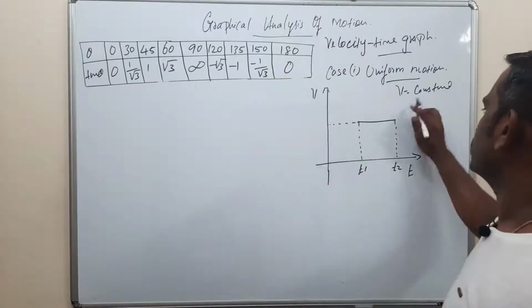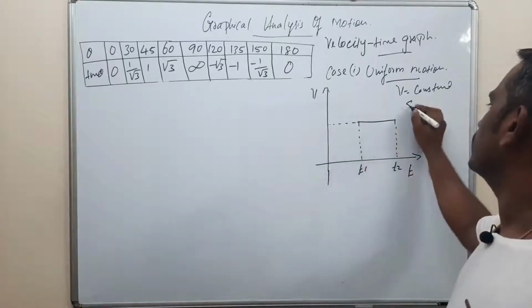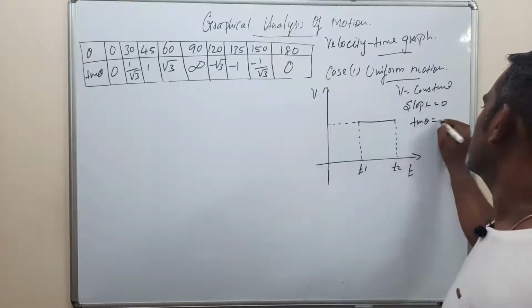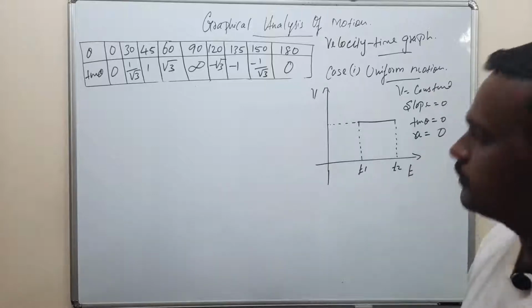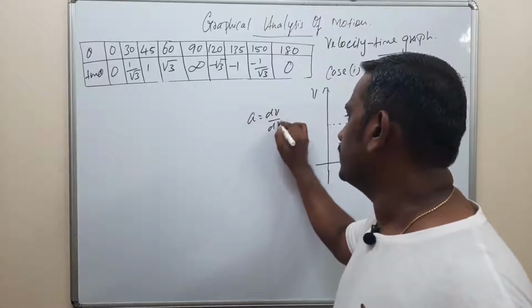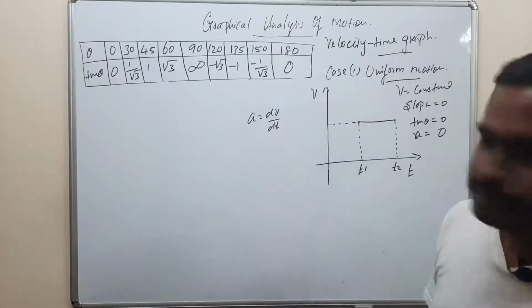So what about the acceleration? Acceleration is the slope of the velocity time graph. What is the slope of this line? The slope is equal to 0. Tan theta is equal to 0. Therefore acceleration is equal to 0. Acceleration is equal to dv by dt. Velocity is constant, so acceleration is equal to 0.